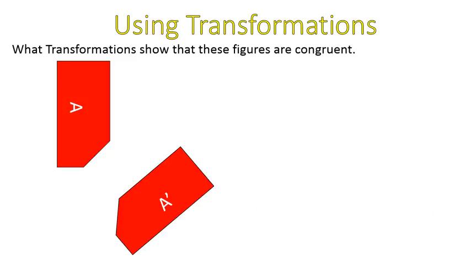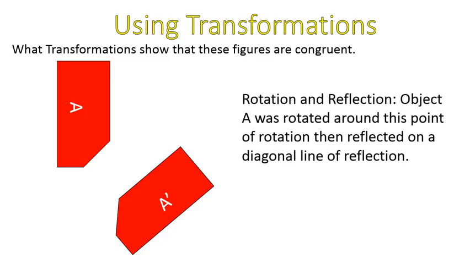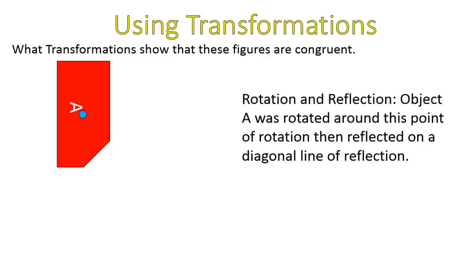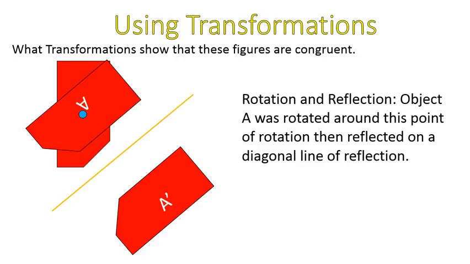And our second example, which transformations would be used with these two figures? With this one, we would have to rotate it and then reflect it. So I would rotate it around the center like this, and then reflect it over that line. So you can kind of see the transitionary pieces as we moved it from A to A prime.